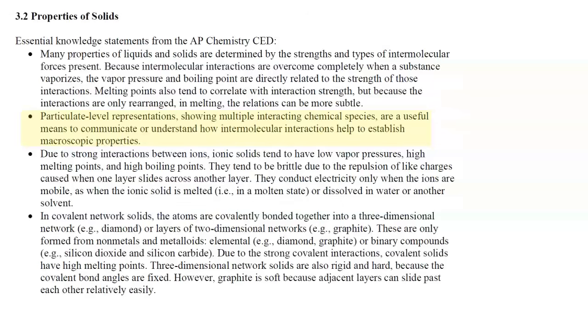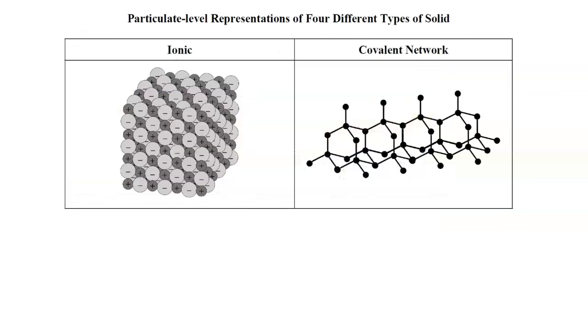Now I'd like to talk about the 4 different types of solids, and they are ionic solids, covalent network solids, molecular solids, and metallic solids. Particulate-level representations showing multiple interacting chemical species are a useful means to communicate or understand how intermolecular interactions help to establish macroscopic properties. So here are particulate-level representations of 4 different types of solid, starting with ionic solids.